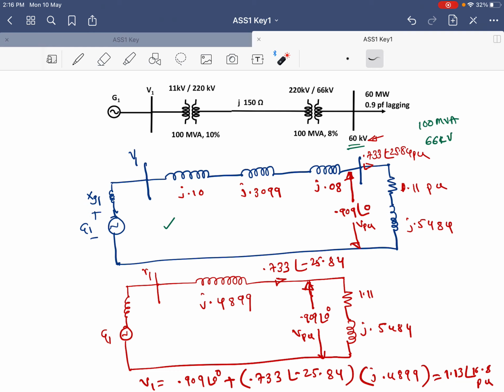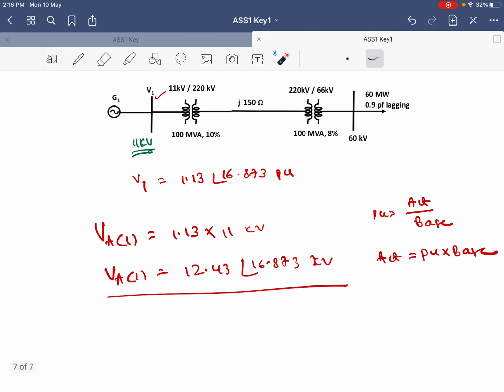Then the circuit is reduced, then we know the terminal voltage, we know the reactance, we know the current. You have to multiply this. If you are adding to this, then what I am getting is V1. The same thing I did here. V1 is equal to 0.909 plus current 733.04 multiplied by 0.4899. Then what I am getting is the voltage V1, that is the terminal voltage of the generator. This terminal voltage V1 is in the per unit value.